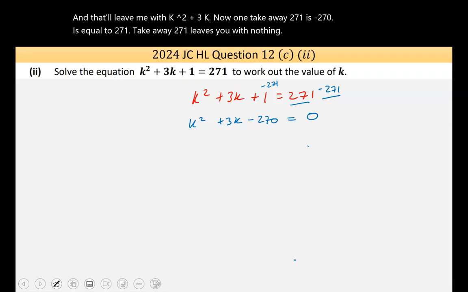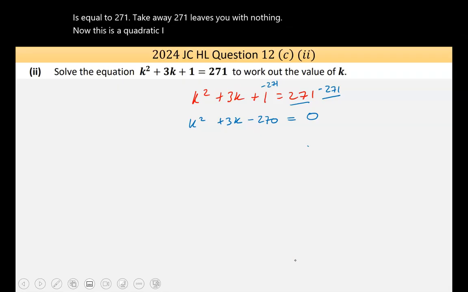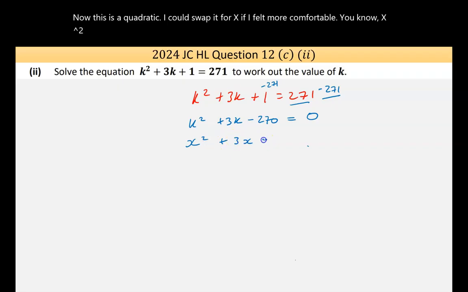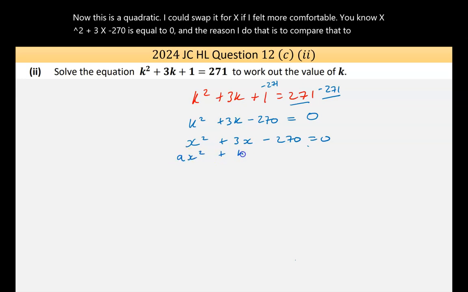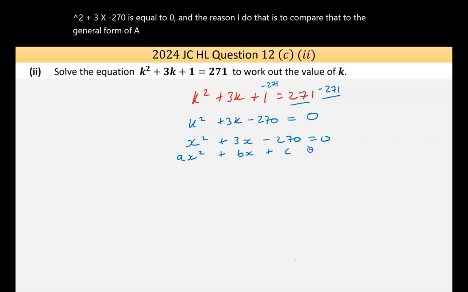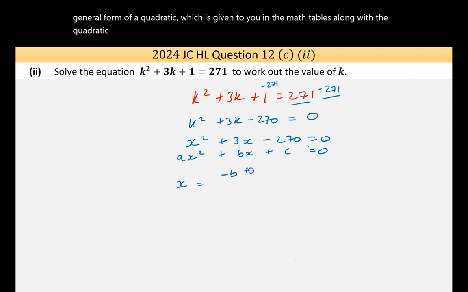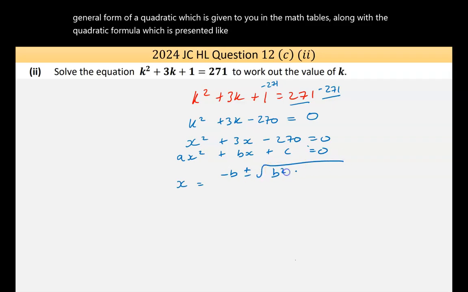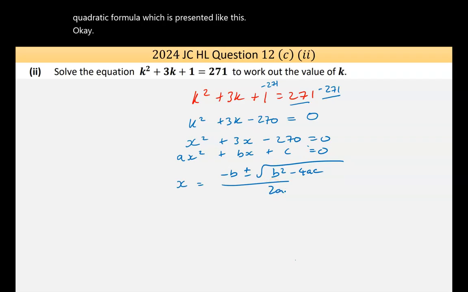Now this is a quadratic. I could swap it for x if I felt more comfortable: x squared plus 3x minus 270 is equal to 0. The reason I might do that is to compare it to the general form of a quadratic, which is given to you in the maths tables, along with the quadratic formula, which is presented like this.